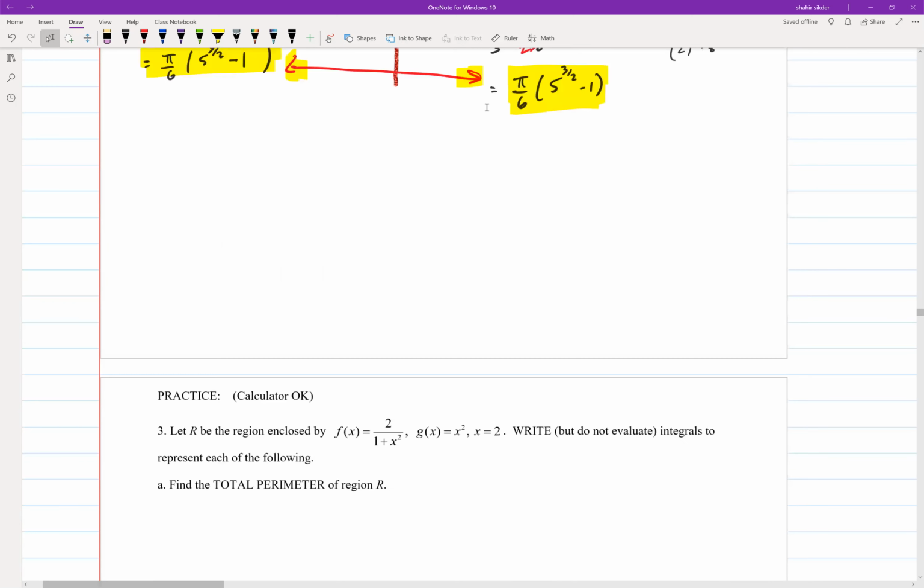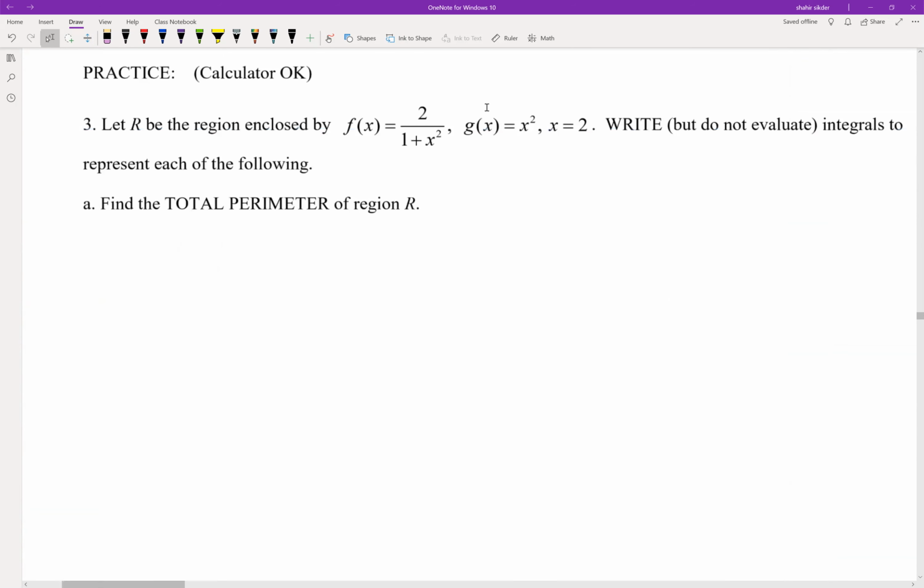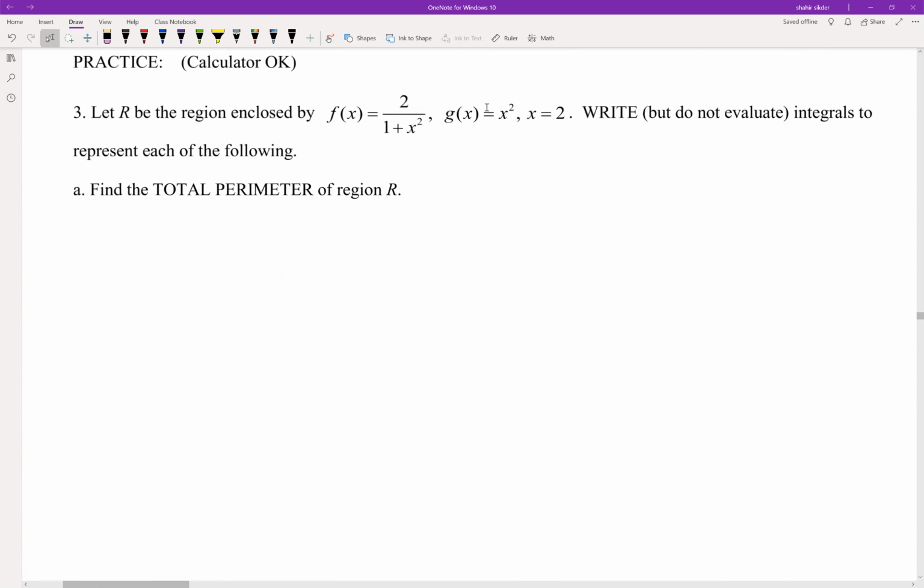So let R be the region given by this function 2 over 1 plus x squared, g is a parabola, and x is a line. Write, but do not evaluate, integrals representing each of the following. Find the total perimeter. Now, if you recall, perimeter is not a surface area, rather we're talking about arc length. So when we talk about arc length, we're talking about that L.